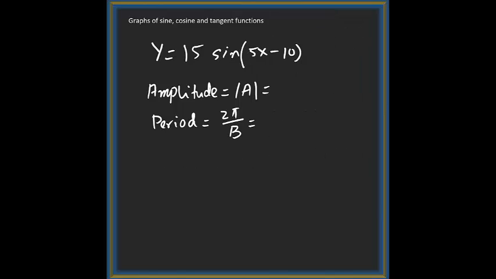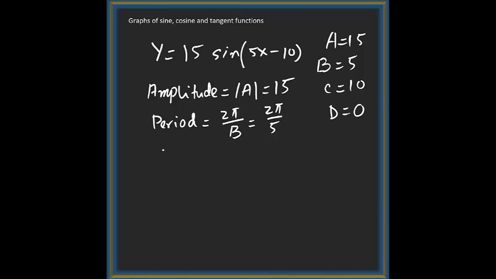We are taking the second example. So our A is 15, B equals 5, C equals 10, and D equals 0. So the amplitude is 15. The period will be 2 pi over B, where B is 5. So 2 pi over 5.